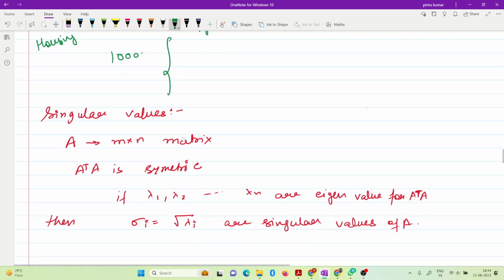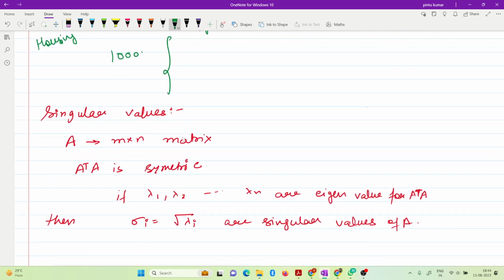So we come up with a decomposition called singular value decomposition, that is very useful at least for low rank approximation of these kind of data matrices that we get. Before diving into this singular value decomposition, let's try to understand what a singular value is.